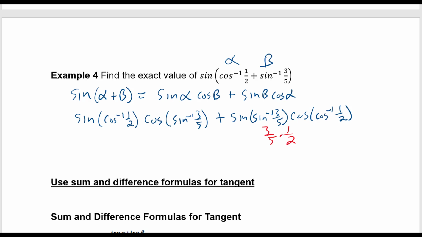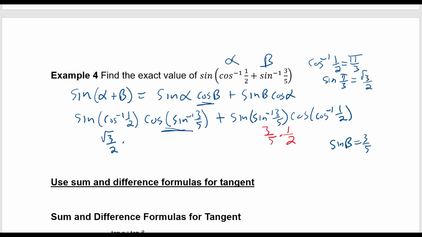Now we can say, a cosine inverse of 1/2, that's going to be, you want degrees or radians, let's say pi over 3. So sine of pi over 3 is going to be square root of 3 over 2. So that would make this first one square root of 3 over 2. This one's a little bit more work. Given what we have, that's like saying sine of beta equals 3/5. And what we're wanting is cosine of beta.